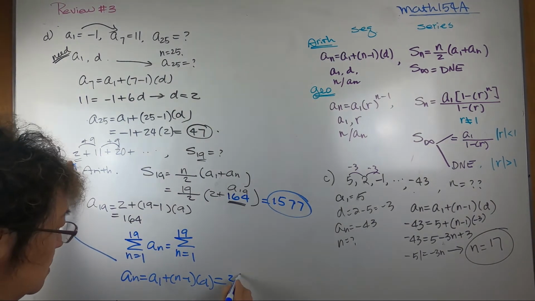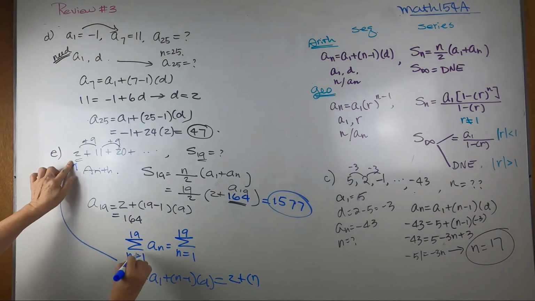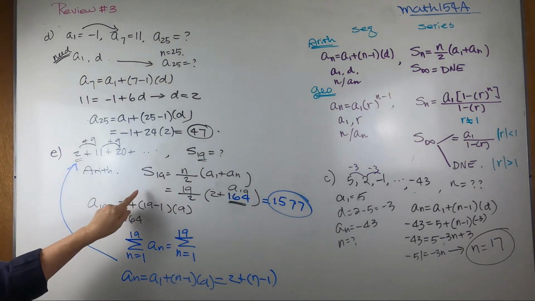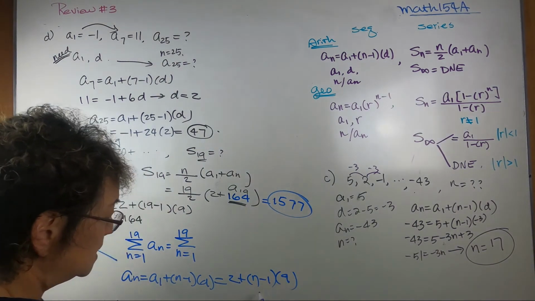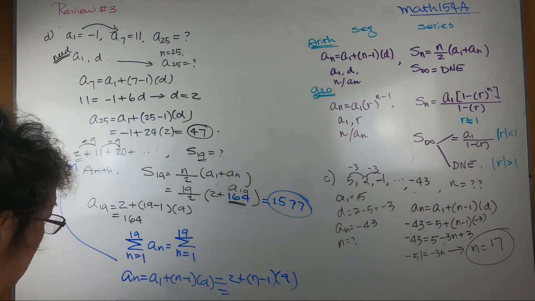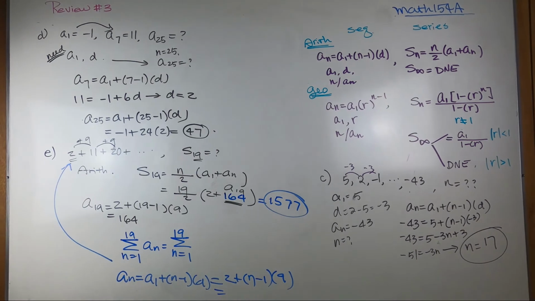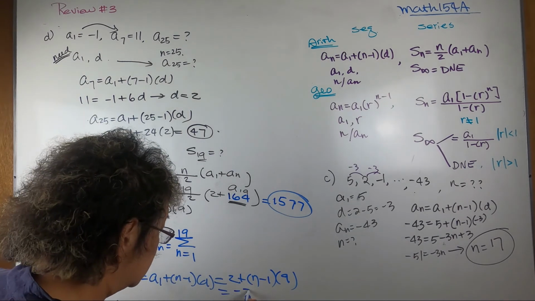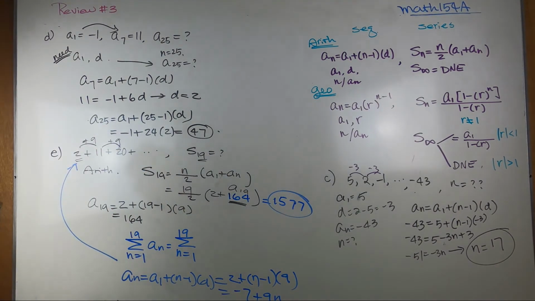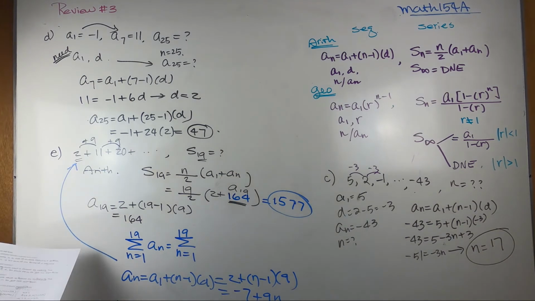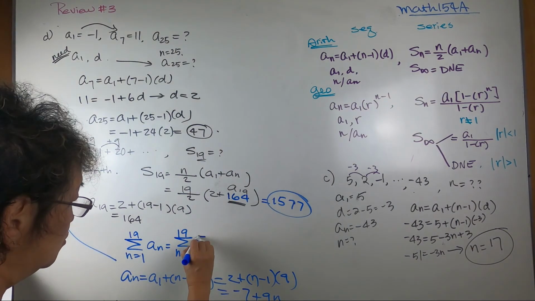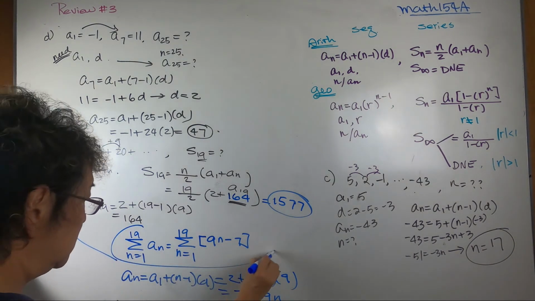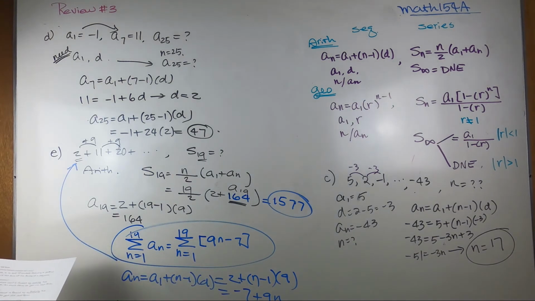a1 is 2, and n is the general term right now to write inside. n minus 1, what's the d? Did we find the d? 9, right? Then you simplify, that would be what? Let me see. Okay, so that would be negative 7 plus 9n. Is that right? 9n minus 7. So you will put the general term 9n minus 7 here to write the sigma notation this way.